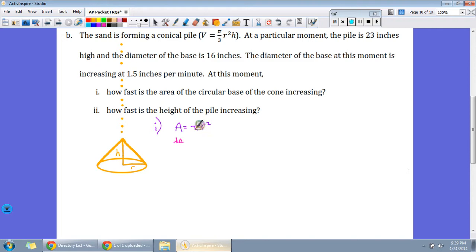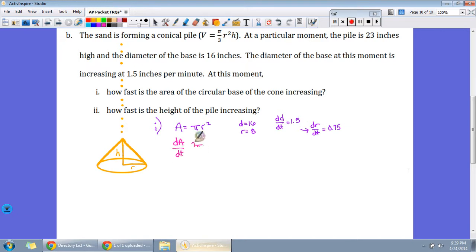So we know that the area of a circle is pi r squared, and then we also know that the diameter is 16, which means the radius is 8, and we know that the rate of change, the derivative of the diameter is 1.5, so half of that for the radius is 0.75. When you take the derivative of the area, you take it with respect to time.